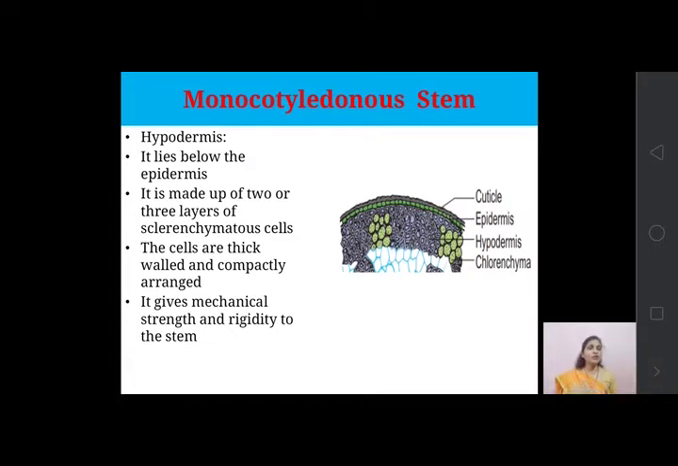So this hypodermis, which is made up of 2 types of tissues, is meant for protection against the environmental hazards or injuries, or it protects the inner tissues from evaporation also. Okay, and from injury also. So it is made up of 2 or 3 layers of sclerenchymatous cells with patches of chlorenchymatous cells. Okay, the cells are thick walled and they are compactly arranged. That means there is no gap in between these cells, that is, the intercellular spaces are absent.